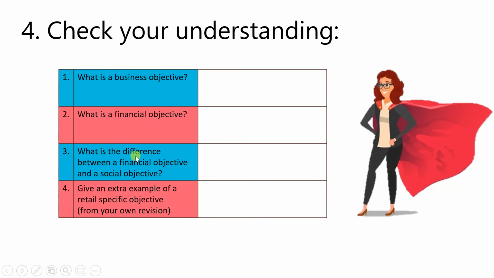Question 3, what is the difference between a financial objective and a social objective? So this is making sure you understand the difference, particularly social objective. And the last question, number 4, give an extra example, not the one that you'll see on the last slide, of a retail specific objective. Think about things a retailer would like to improve and try and come up with your suggestion of one of the things they'd like to do, what action they'd like to take in order to improve their retail space, their retail outcome, their retail objectives.